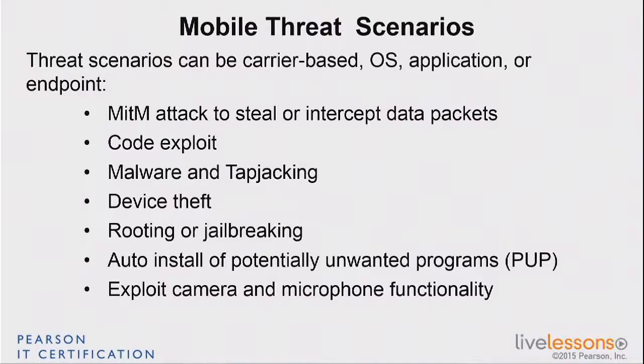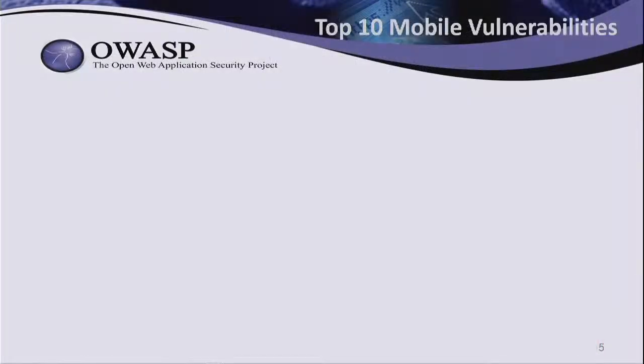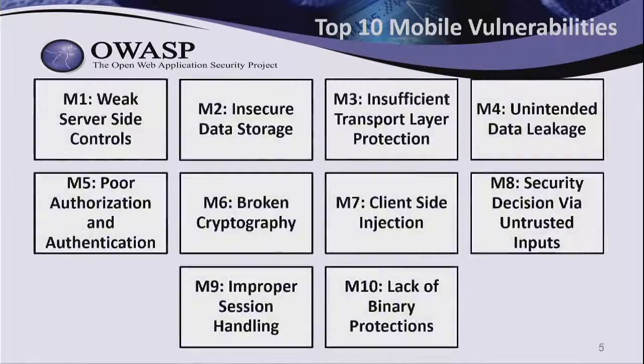So OWASP, the organization we went to and looked at last time for the web vulnerabilities, also publishes a top 10 mobile vulnerabilities. And I would suggest that when you're out at the OWASP site, you also go and look at their top 10 mobile vulnerabilities. They start with weak server-side controls, then insecure data storage, which means the data that's being stored locally in the device is being stored insecurely.